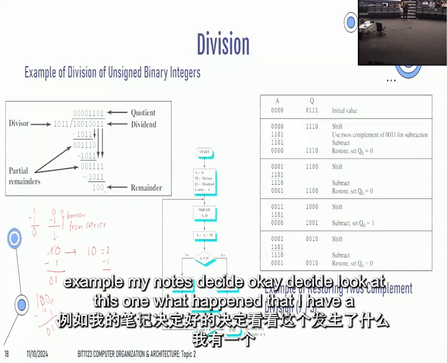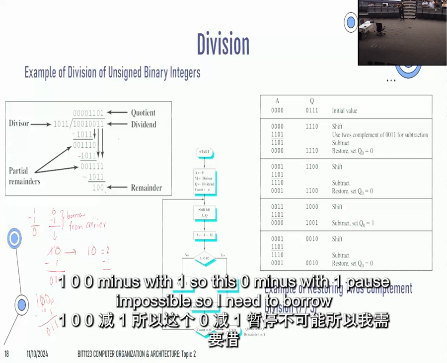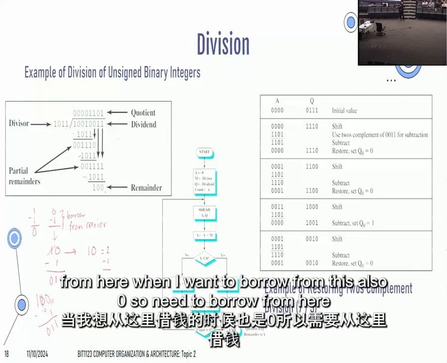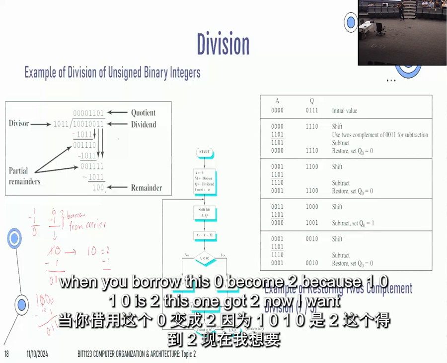Look at this one. What happened is that I have 1, 0, 0 minus 1. So this 0 minus 1 is impossible, so I need to borrow from here. When I want to borrow from this one, it's also 0, so I need to borrow from here. When you borrow, this 0 becomes 2, because 1, 0 is 2. This one got 2.